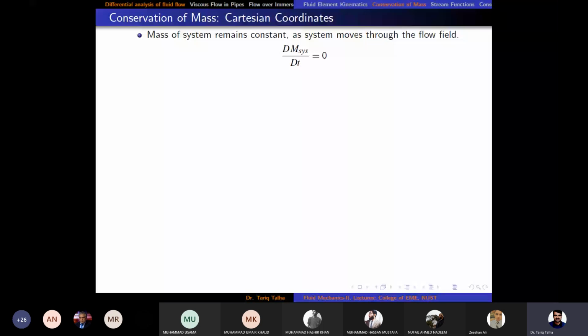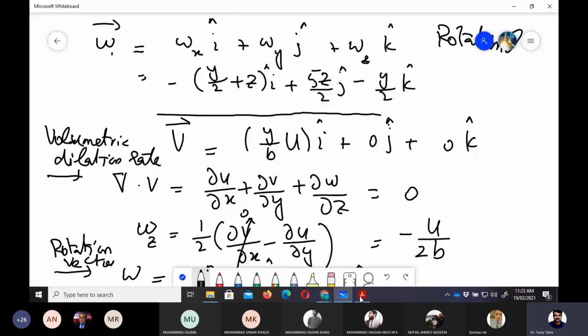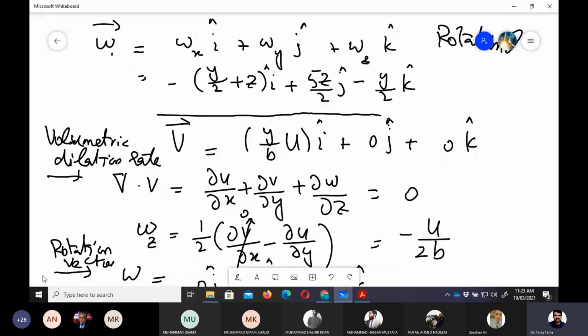If you know the conservation of mass principle, that is the mass of the system remains constant. It means that mass can neither be created nor destroyed. We know it from thermodynamics as well. So a system moves through the flow field, and we write dm of system by dt is equal to 0.